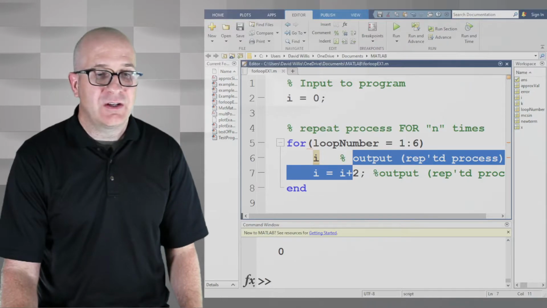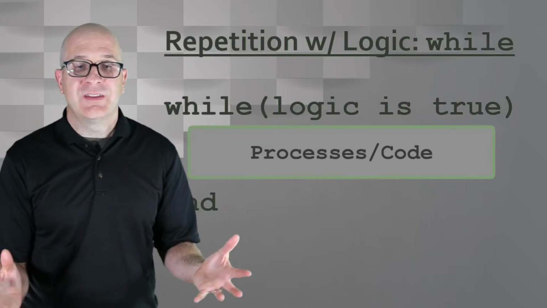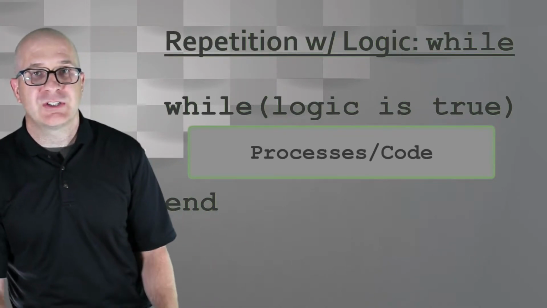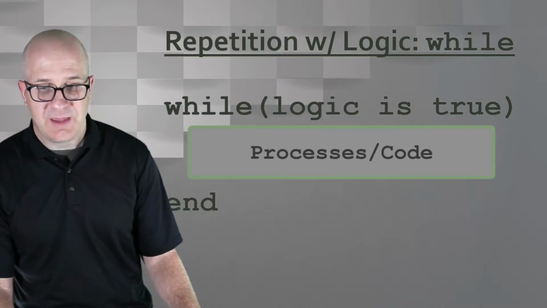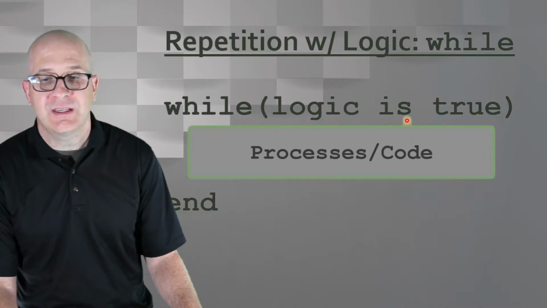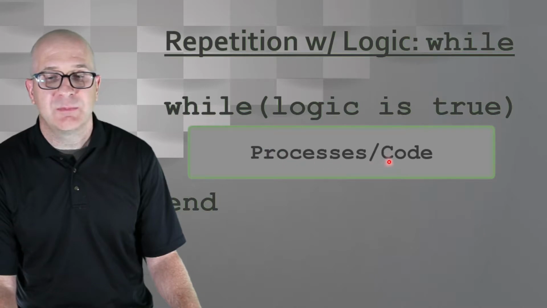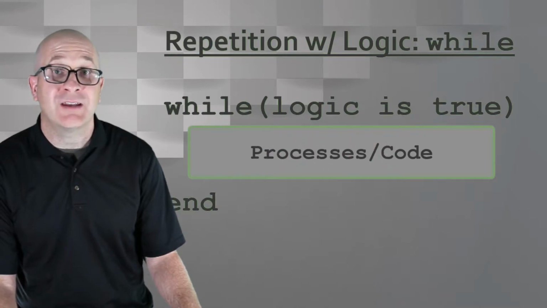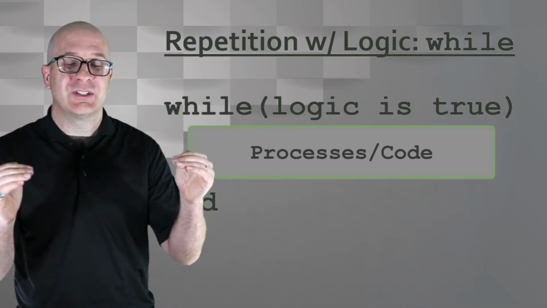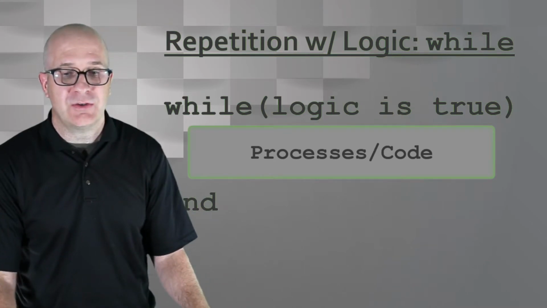So let's take a look and see if we can do that. Here is the logic version of repetition. It says, while a certain thing is true, you're going to repeat the processes or the code inside of that while loop. So while something is holding true, we're going to repeat what's happening inside of that code.